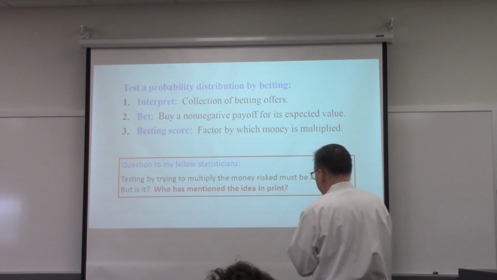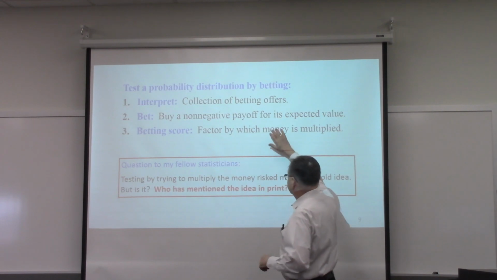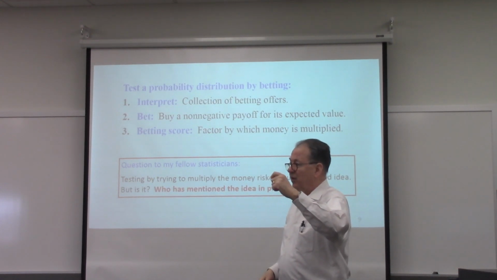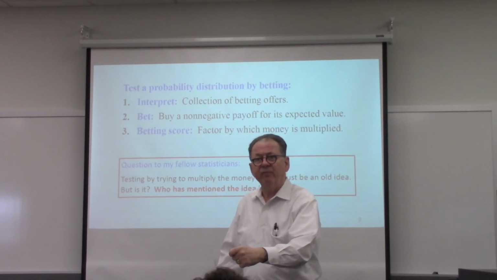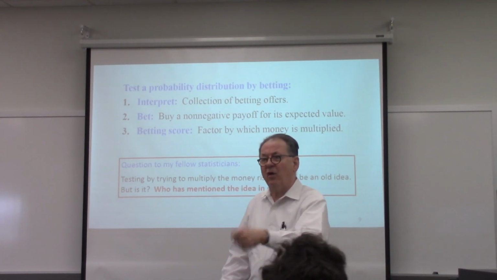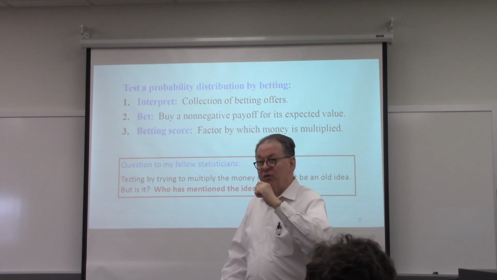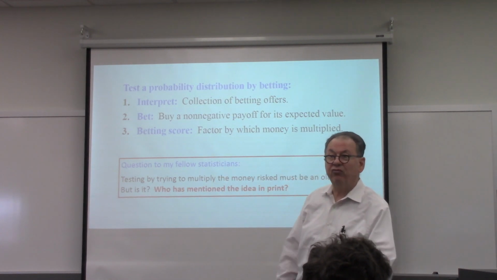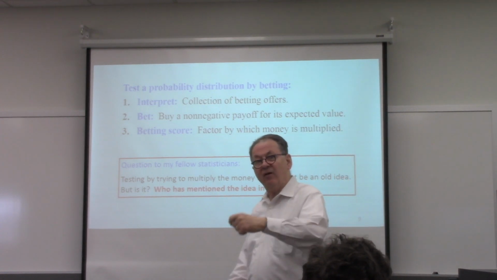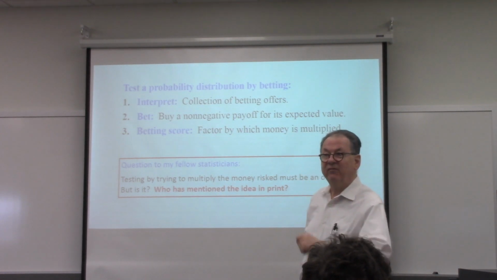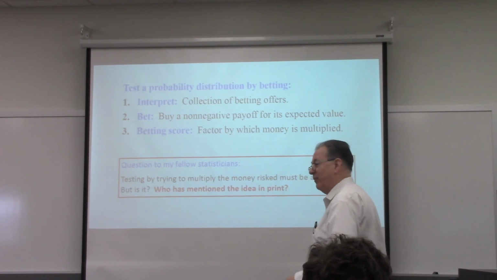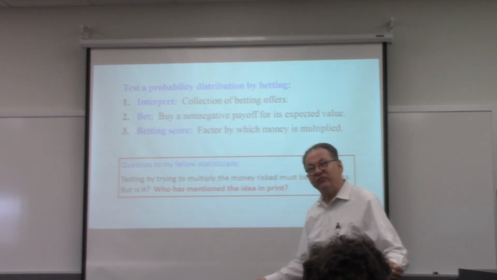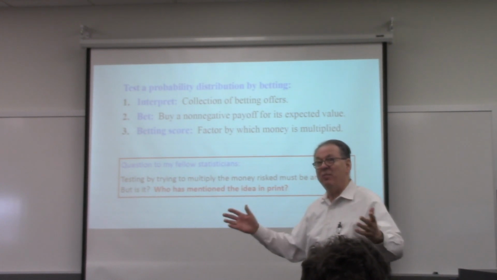A bet is a non-negative payoff. When you tell me a probability distribution, and I take a non-negative payoff, you should sell me that non-negative payoff, which depends on how things come out, which you have probabilities for, for its expected value. So I've invested the expected value, I get the payoff back, how much should I multiply my money? If I multiply my money by 1 million betting against your probabilities, there's no better way I could.